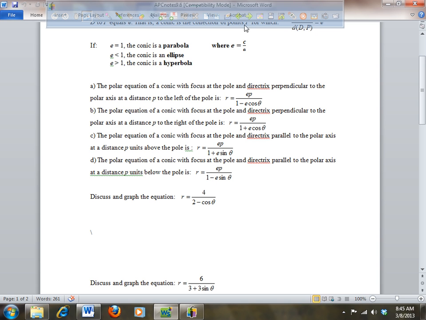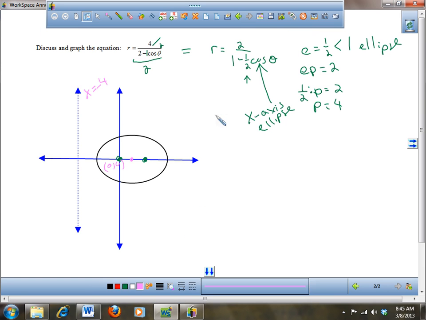Which is the polar axis? The polar axis is the y-axis. No, that's wrong. Perpendicular to the polar axis, this is the polar axis. The x-axis is the polar axis. This is the y-axis, okay?